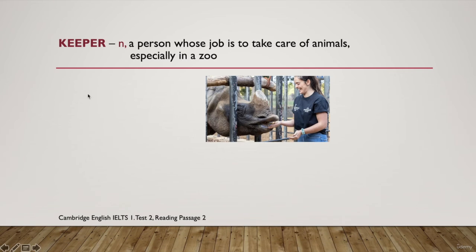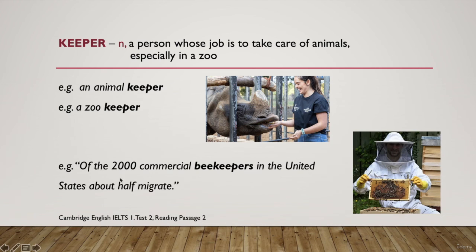And let's look at the word keeper, which is a noun, and it means a person whose job is to take care of animals, especially in a zoo. In this picture, you can see an animal keeper or a zookeeper. And now example from a passage. Of the 2,000 commercial beekeepers in the United States, about half migrate. You can see a beekeeper in this picture.